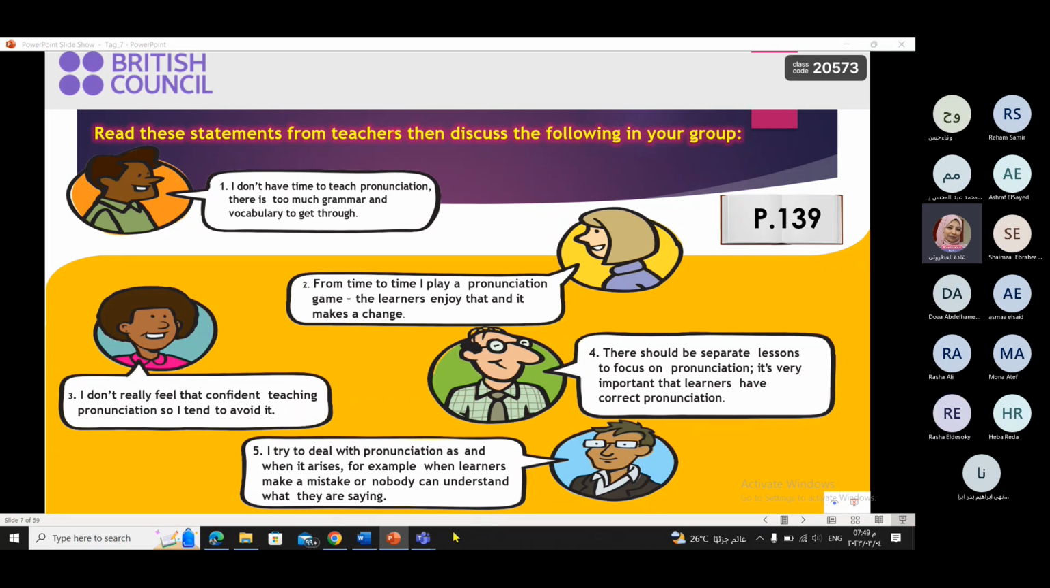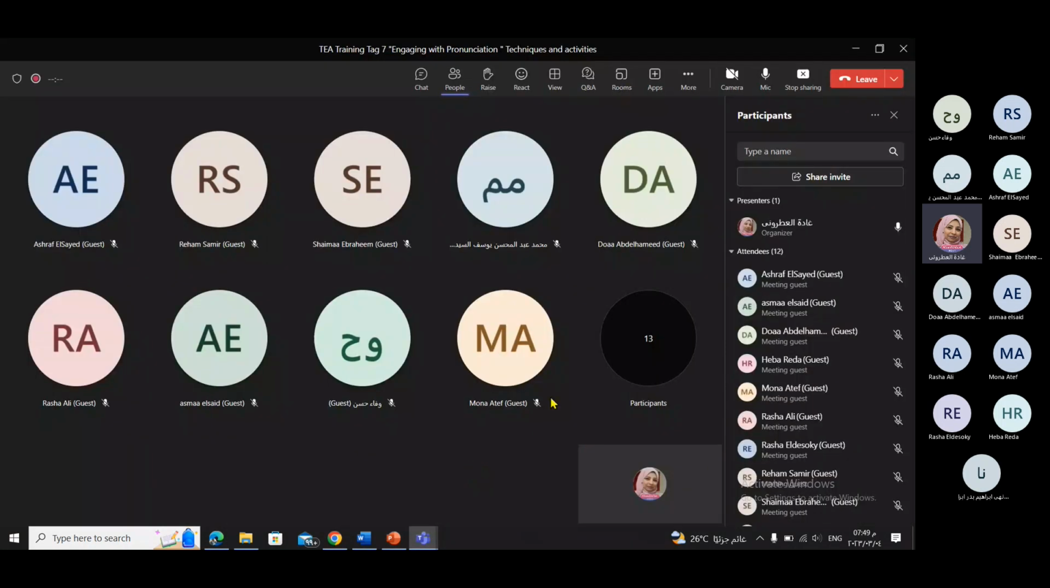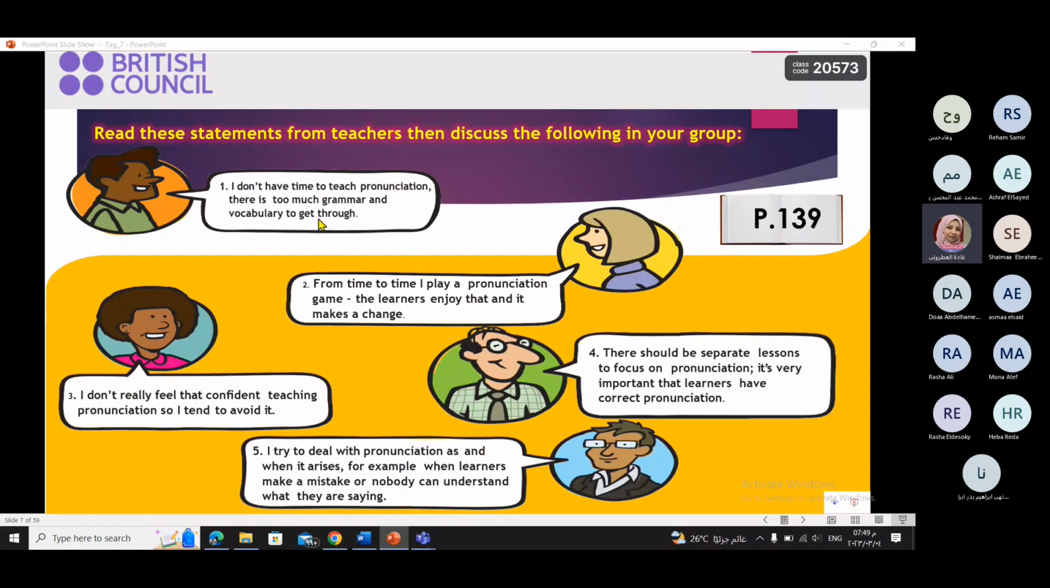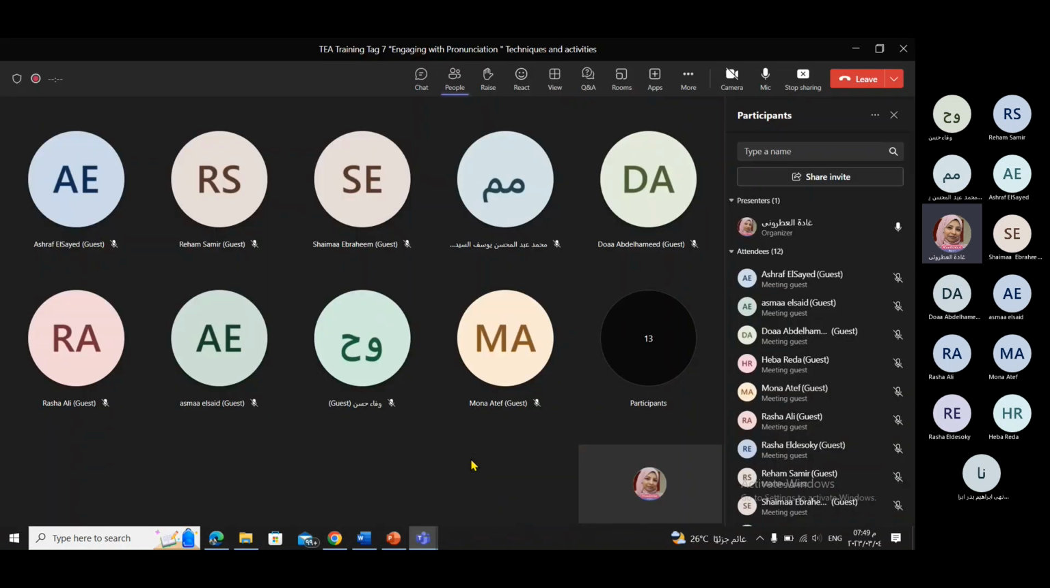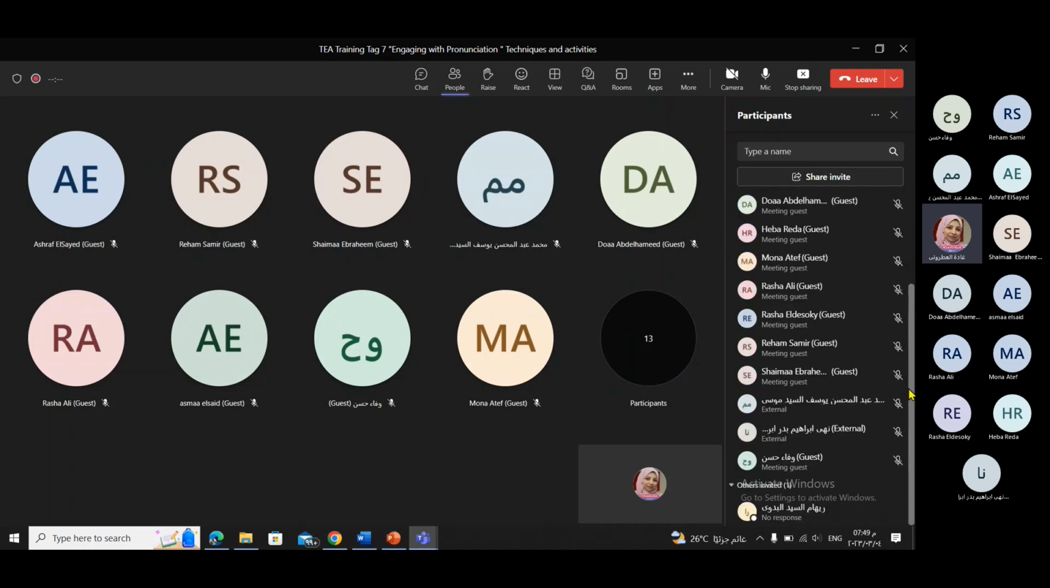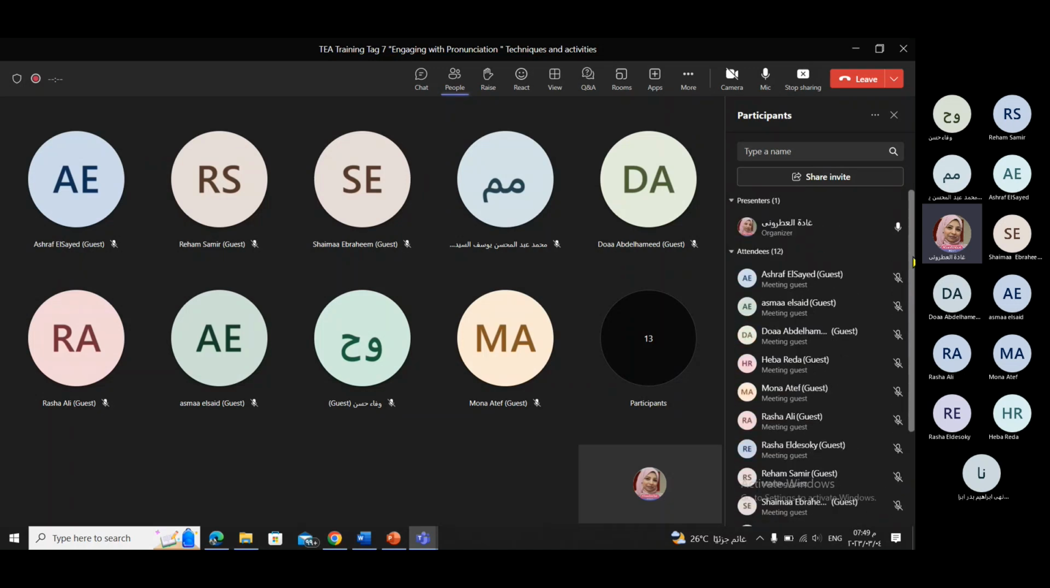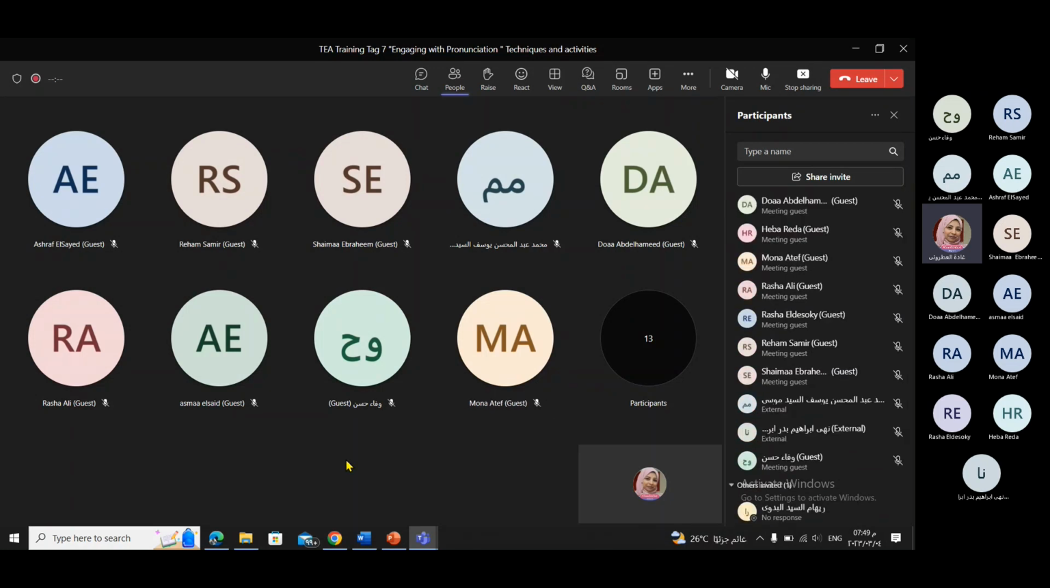Okay, I will see if anybody wants to answer. If someone is raising his hand, please go ahead and choose the first statement and tell me your opinion. What do you think about this statement, number 1, for example? Who is ready to speak? Okay, let me see. We have about 13 trainees, 13 perfect teachers joining in. So I want to hear your voices. Go ahead.